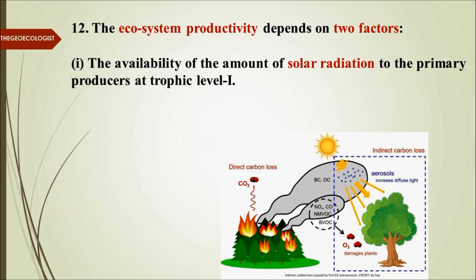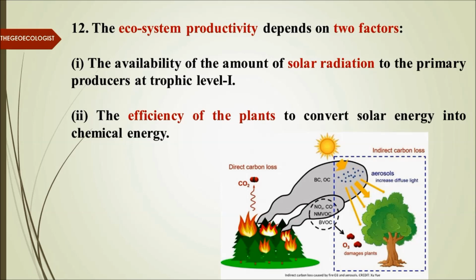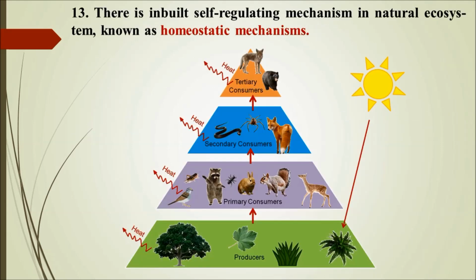So productivity is based on solar radiation, because at trophic level 1, primary producers use photosynthesis, right? Then efficiency of the plants. Now this is different in different plants. Some plants are more efficient, some will be less efficient. Within a species also, some is more efficient, some is less efficient. So two factors for ecosystem productivity. Remember, solar radiation and efficiency of the plants to convert solar energy into chemical energy. So that is important.